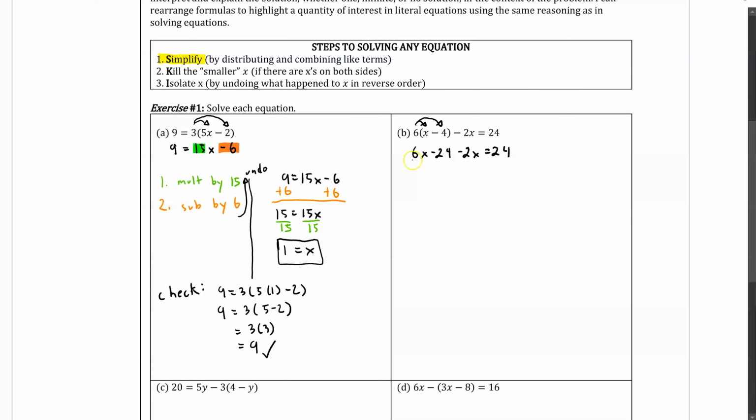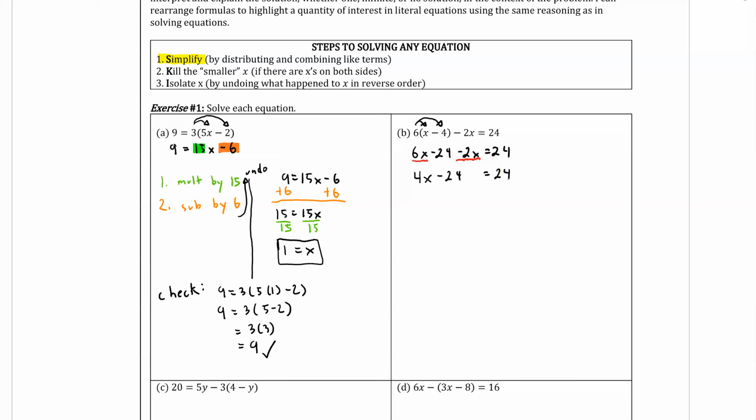So if you think about it, if we have 6 x's and we have negative 2 x's, how many do I really have? Well, it's kind of like if you have 6 apples and we take away 2, then you have 4 left. So combining like terms means that these are like terms that can be combined into one single term. Okay, and then the negative 24 on the left-hand side we didn't do anything with yet, and then we have the 24 on the other side.